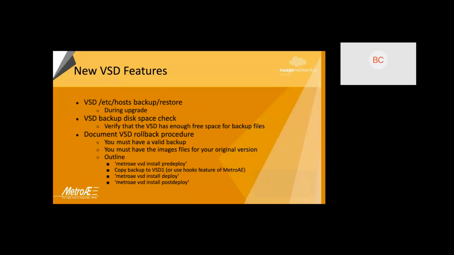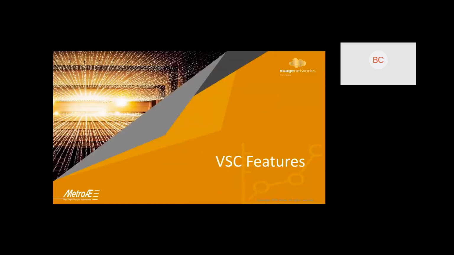And then basically the way that it works is you run MetroAE VSD install pre-deploy. That will bring up the new VSD VMs. Then you copy the backup to the first VSD, which is a standard upgrade procedure. And then you do a MetroAE VSD install deploy, which will install the VSD software. VSD1 will discover that there's a backup. It will restore the database and all that. And then you do a VSD install post-deploy. So you can find more information about that in the repo and in the documentation.